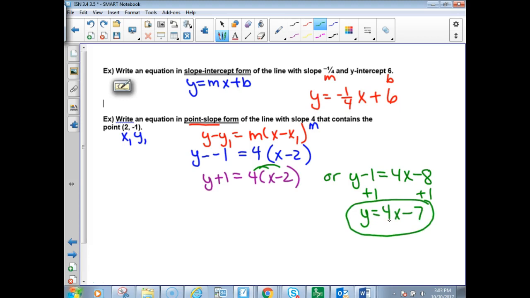That's a really good answer because this would be easy to graph. You'd start at negative 7 and go up 4, right 1, up 4, right 1.